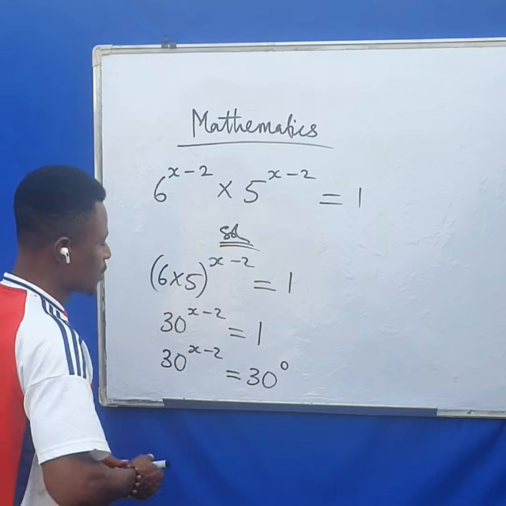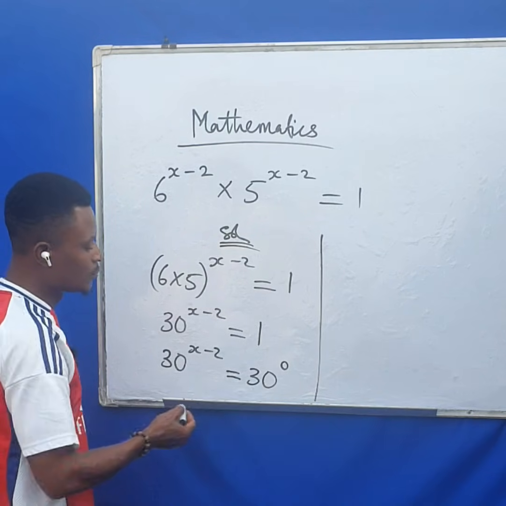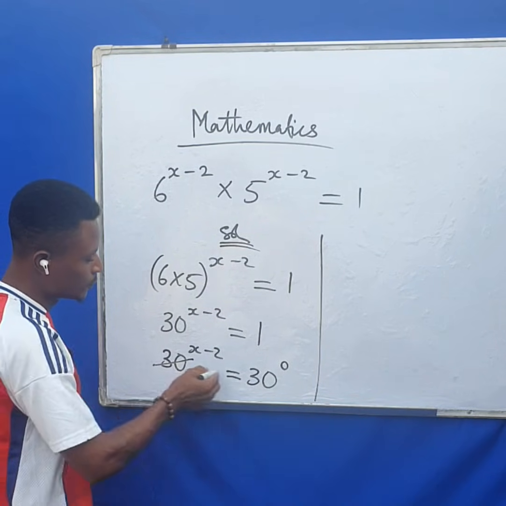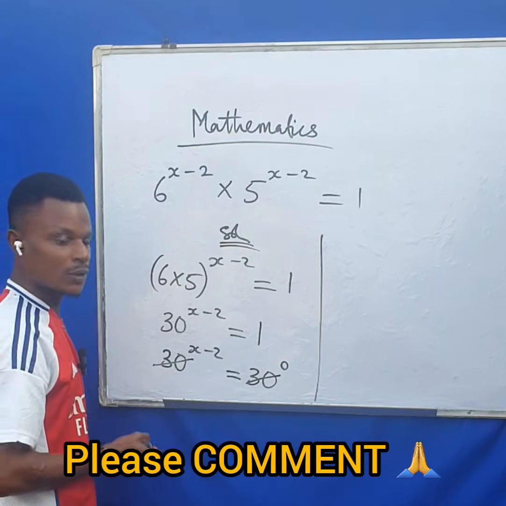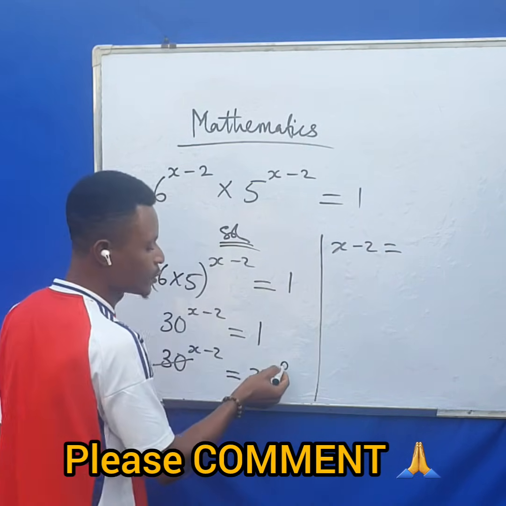You understand? So now, if you look at this, you can see that the bases are the same. Because the bases are the same, they will cancel. And we are left with x minus 2 equal to this 0 here.